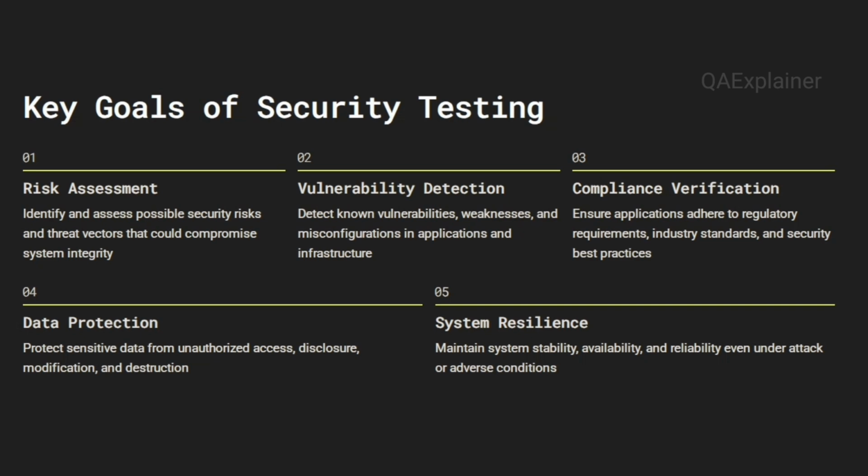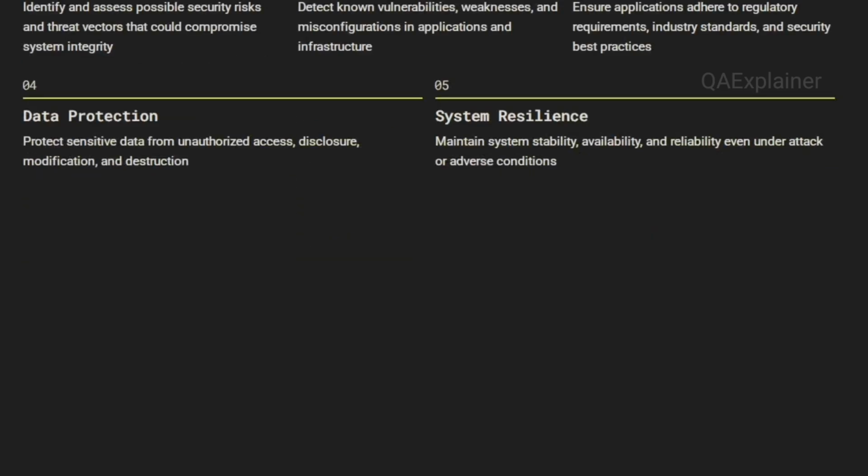Here we need to ensure that our application properly adheres to regulatory requirements, and whether it properly follows industry standards and security best practices or not. Fourth is data protection. It helps prevent sensitive data from unauthorized access, disclosure, or modification. And fifth is system resilience. Here we are maintaining system stability, availability, and reliability even under adverse conditions.